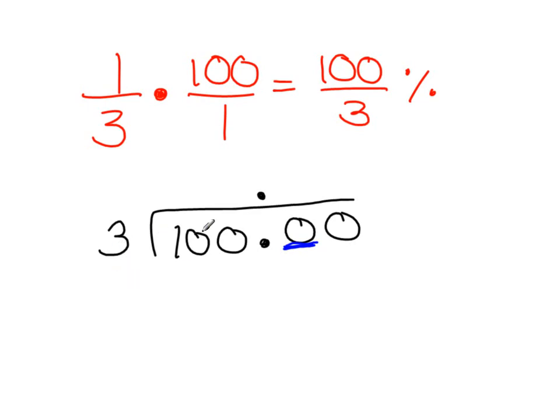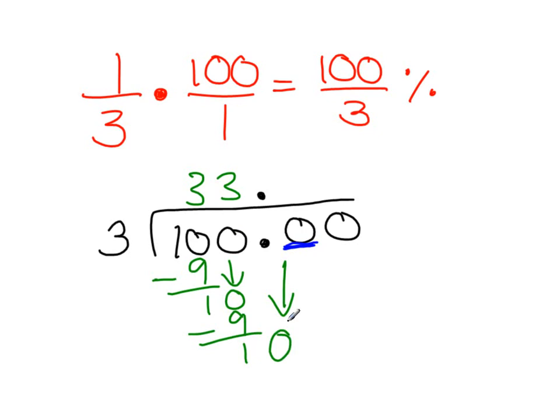Now, let's just do the long division. 3 times 3 is the closest we get to 10. Subtract, we got 1, bring down the 0. 3 times 3 is the closest we get to 10. Subtract, we got 1, bring down the 0. 3 times 3 is the closest we get to 10. Subtract 1, bring down the 0.